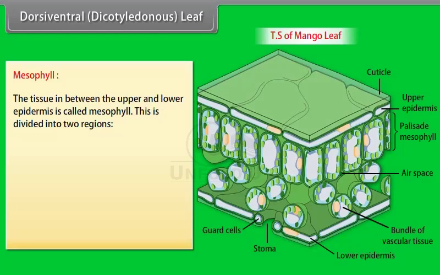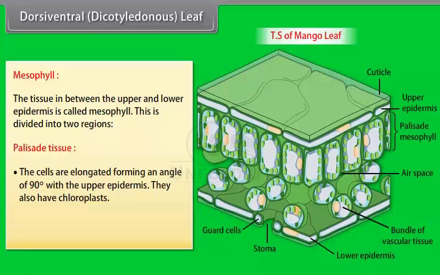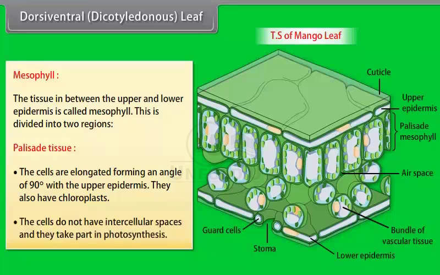Dorsiventral dicotyledonous leaf. Mesophyll. The tissue in between the upper and lower epidermis is called mesophyll. This is divided into two regions. Palisade tissue. The cells are elongated, forming an angle of 90 degrees with the upper epidermis. They also have chloroplasts. The cells do not have intercellular spaces and they take part in photosynthesis.